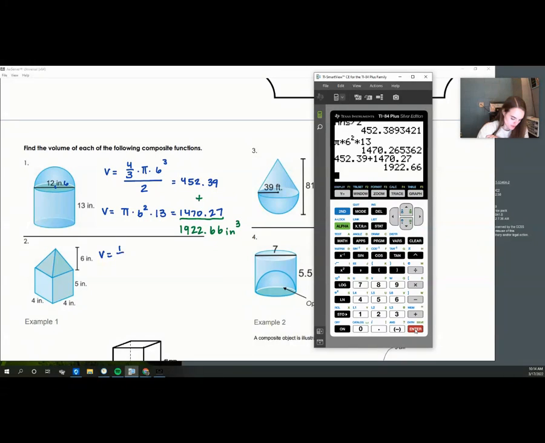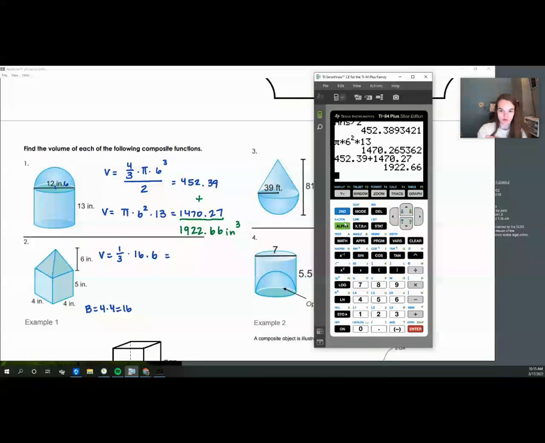So volume of pyramid is 1/3 times big base. Our base right here, we're just going to go ahead and find big base right here because big base is the same for both. It's the same for the pyramid and the prism. So the base is 4 times 4, which is 16. So we're going to use that for both of them. Times 16 times the height in this pyramid is 6. So 1/3 times 16 times 6 is 32.